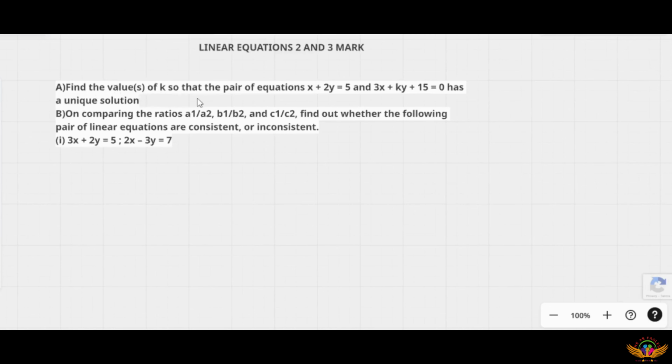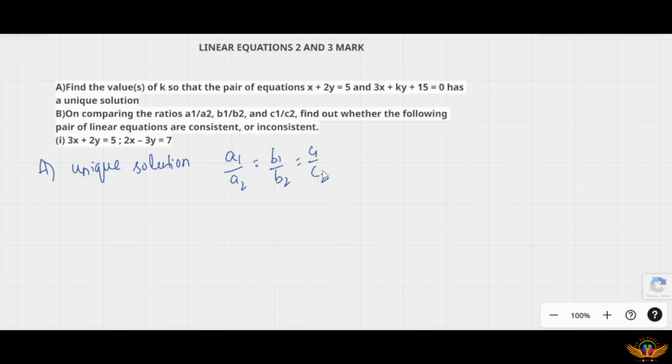They're asking us to find the value of k for the equations x plus 2y equal to 5 and 3x plus ky plus 15 equal to 0, which has a unique solution. So for a unique solution, exactly one solution, what is the condition? A1 by A2 is not equal to B1 by B2, and these are intersecting lines. Just write down A1, A2, B1, B2, C1, C2 separately to avoid confusion.